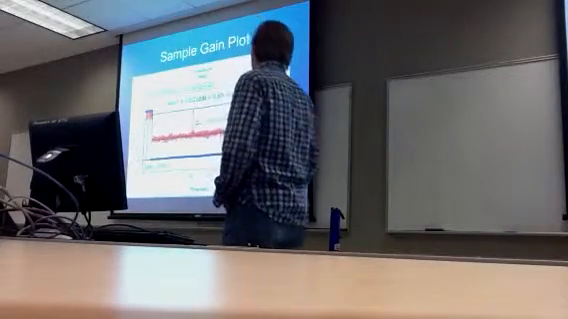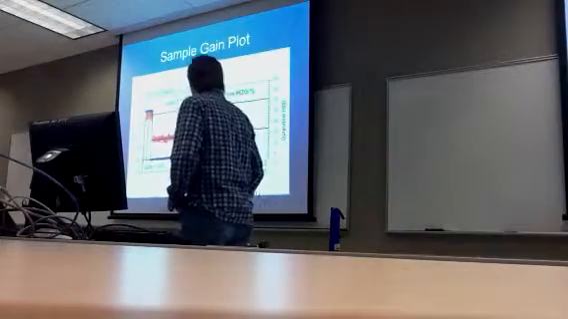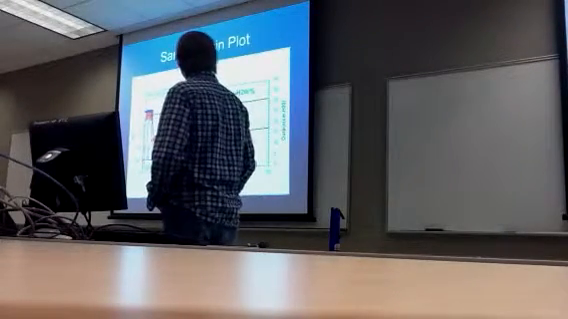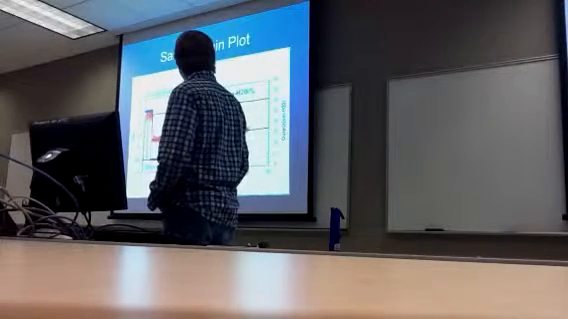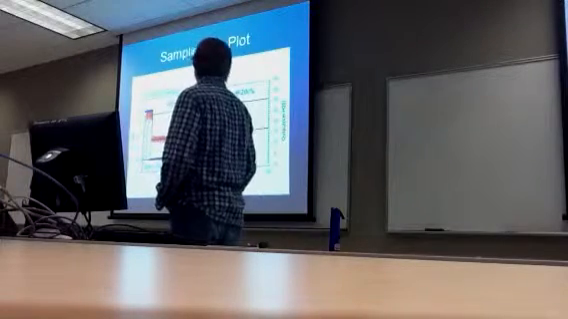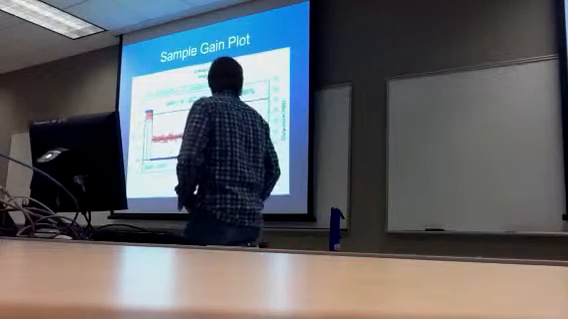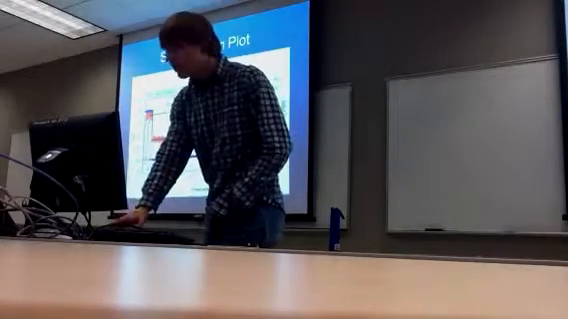Sample gain plot. First, we found our change in input, which I've already said was negative 20%. Our change in C, our output, was 13 centimeters of H2O. Whenever you divide the change in output over input, our gain was 0.65 centimeters of H2O per percent.